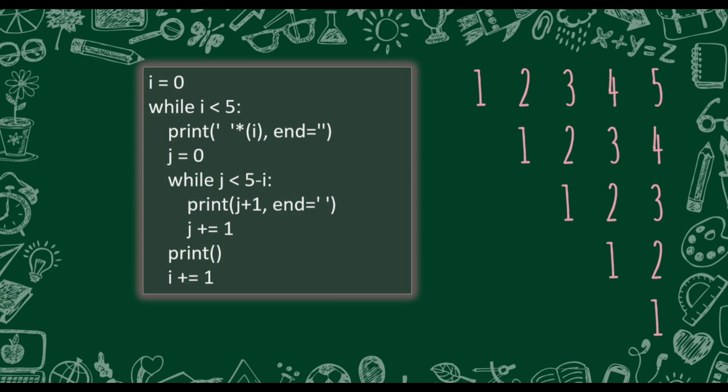In this video tutorial, we will see how to print the left angle number triangle pattern. Let's move to Visual Studio Code and execute this pattern.